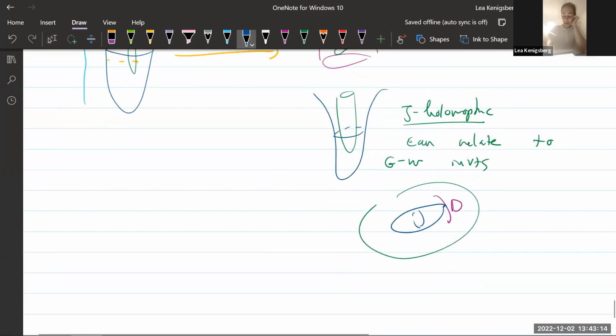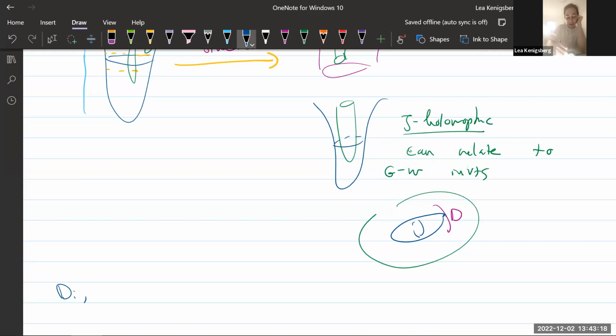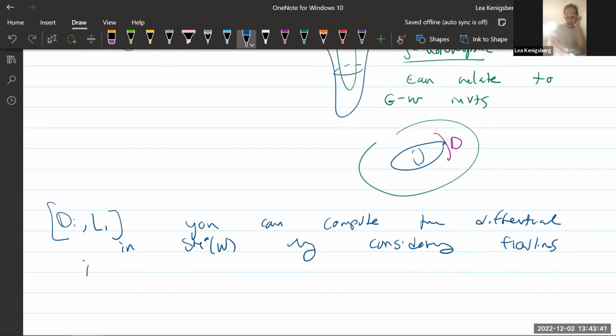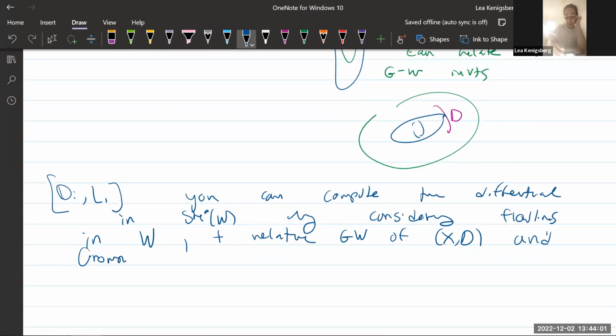And the content of it: Diogo and Lisi prove that you can compute the differential in symplectic homology by considering flow lines in W plus these relative Gromov-Witten invariants of X, D and Gromov-Witten invariants of D. So I didn't give an example.